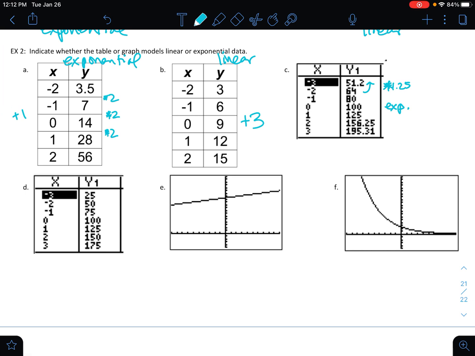Okay, I want you to wrap this up with D, E, and F. I want you to tell me, or pause the video and write down, is it linear or exponential?